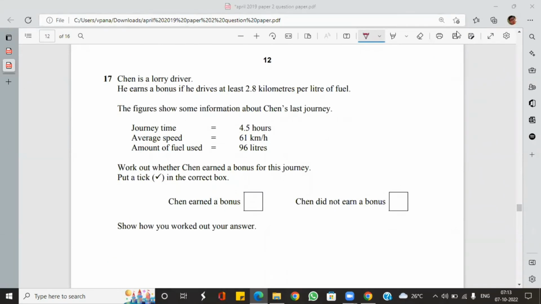Chen is a lorry driver. He earns a bonus if he drives at least 2.8 kilometers per liter of fuel. The figure shows some information about Chen's last journey. Journey time is 4.5 hours.